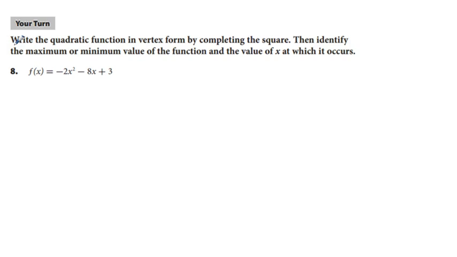Now your turn. Write the quadratic function in vertex form by completing the square and identify the maximum or minimum value of the function and the value of x at which it occurs. I'll pause the video here, let you go ahead at that, then play ahead to see if you got it right.